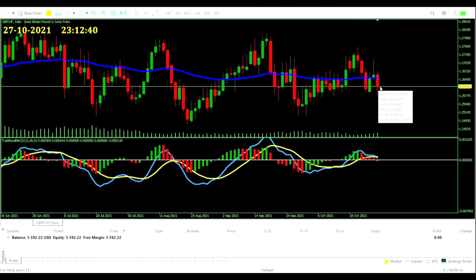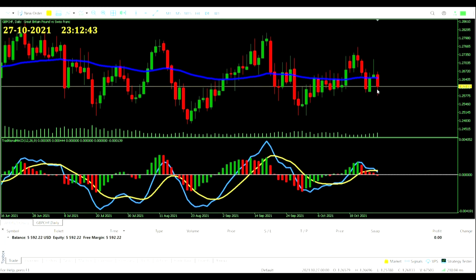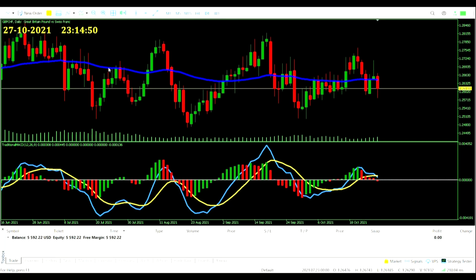Signal does come on the pound Swiss franc. MACD crosses beneath 0 and the price is below the average. Not the most confident signal, but a signal nonetheless. Let's check for any others first. Alright then, no other trades for us.